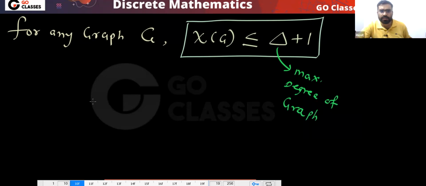Now this statement we have already seen. Can anyone give me one example where this will become exactly equal? We know that for every graph, whatever graph you take, the chromatic number is less than or equal to delta plus 1, where delta is the maximum degree of the graph.